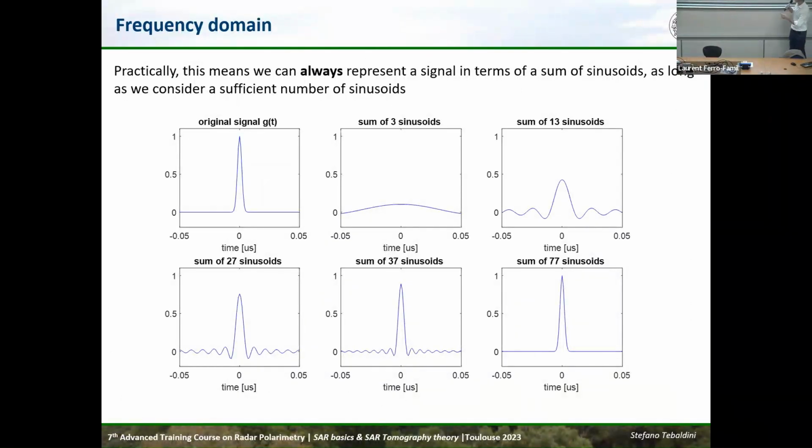And this is just an example. This is a signal that I want to use. This is what I get with the sum of just 3 sinusoids, the sum of 13, 27, 37. When I sum up 77 sinusoids, then I get the same signal.